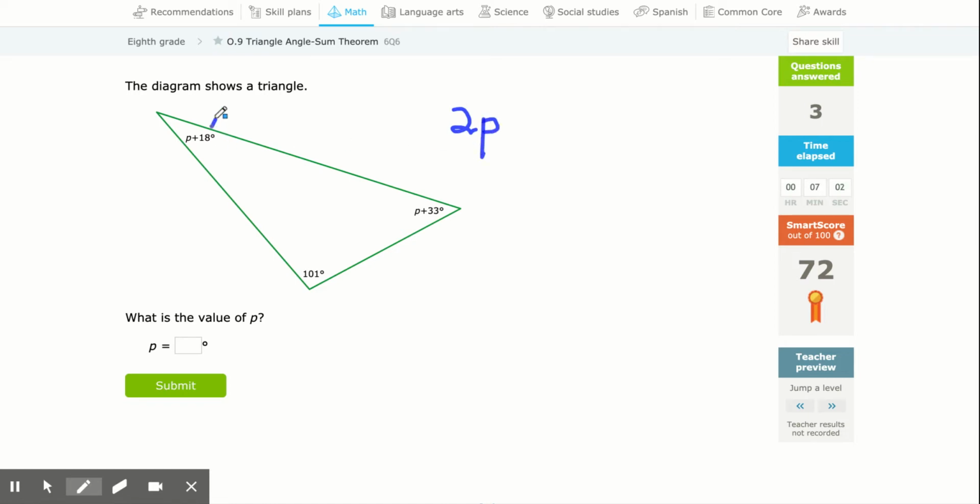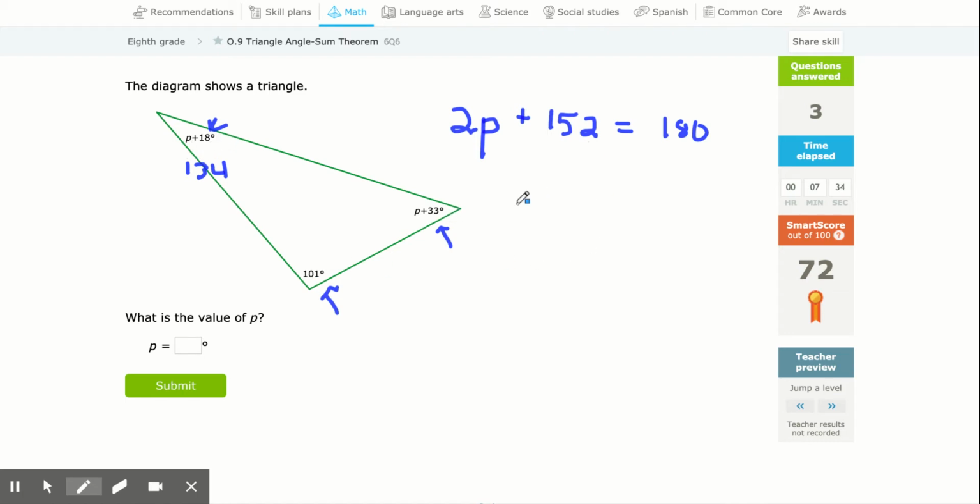Then I have a positive 18, a positive 33, and a positive 101. Well, let's add those up. So 101 and 33 is going to be 134, and 134 plus the 18 is going to be 152. Again, don't do too much in your head. If you can't keep track of the numbers, write it out all the way first. That equals 180. So all I did was I added my p's together, and I added the 18, the 33, and the 101.